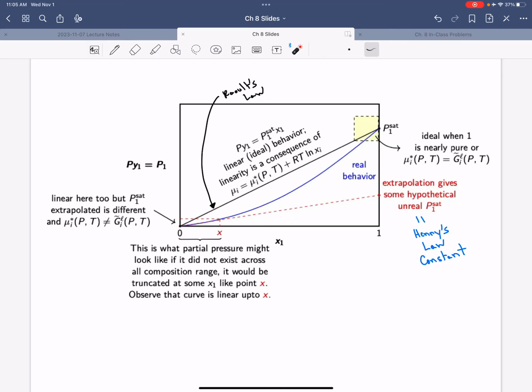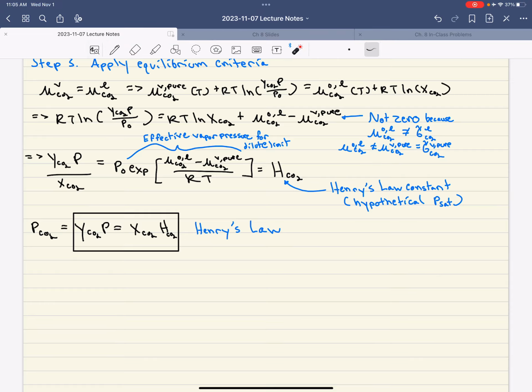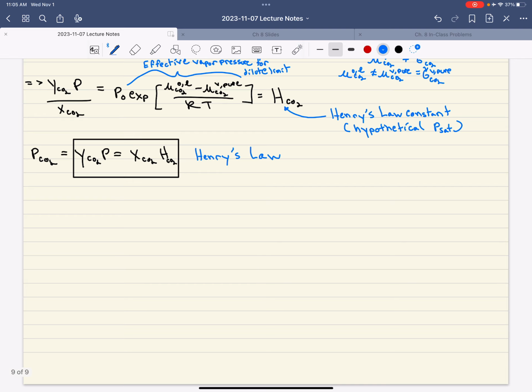Now that we've derived both Raoult's and Henry's law, we could actually go back to the in-class problem, and we could actually solve for the mole fraction of CO2 in the liquid phase. In order to fully solve for it, we need to apply a couple more of these eponymous equations from MEB1.